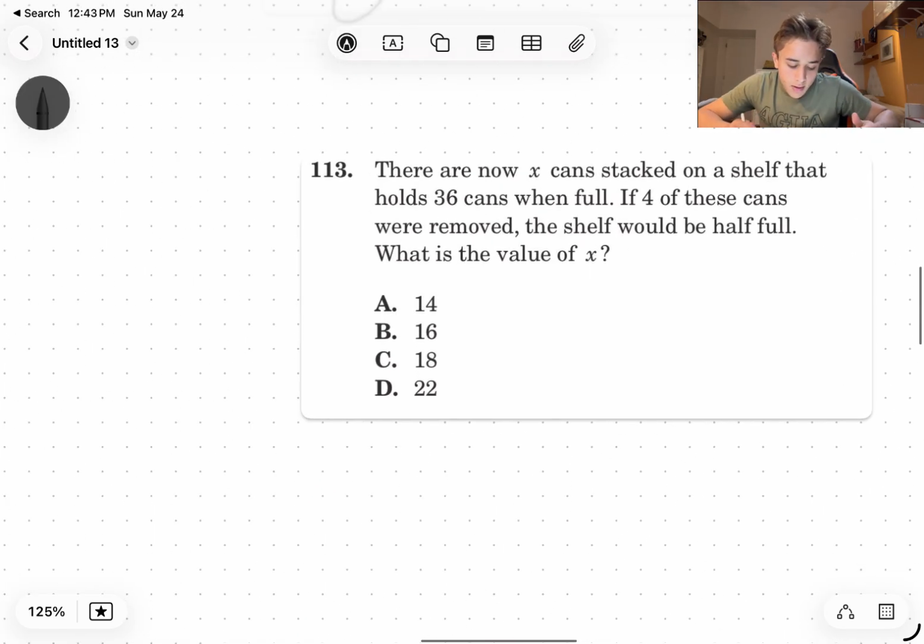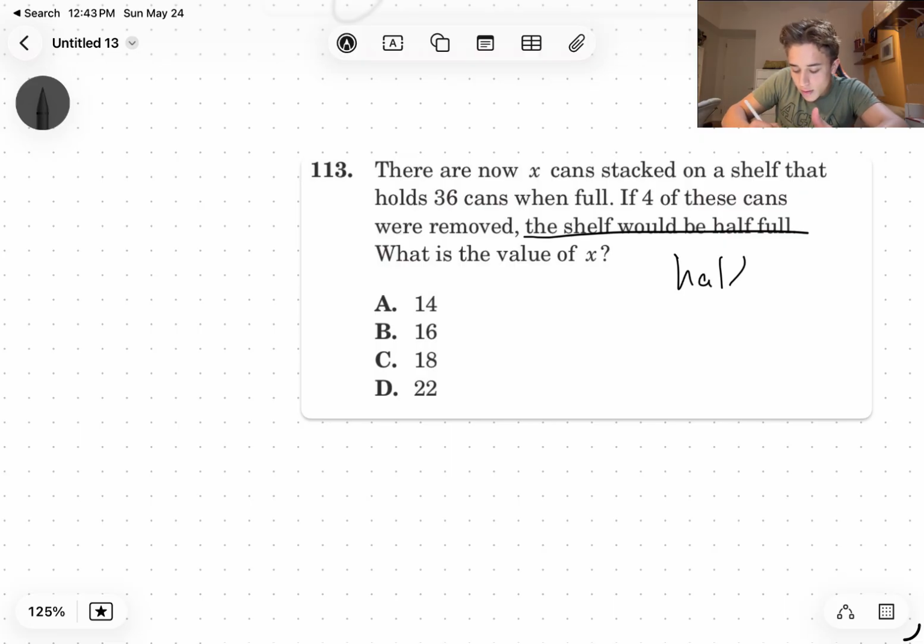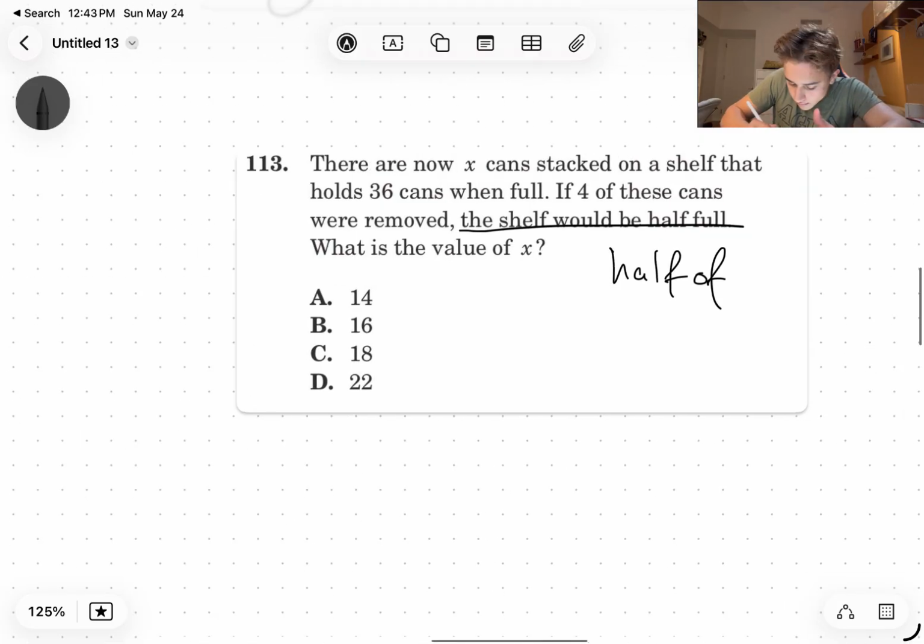Okay. There are now X cans stacked on a shelf that holds 36 cans when full. If 4 of these cans were removed, the shelf would be half full. What is the value of X? So another way of rephrasing "the shelf would be half full" is "half of the shelf would be full," right?